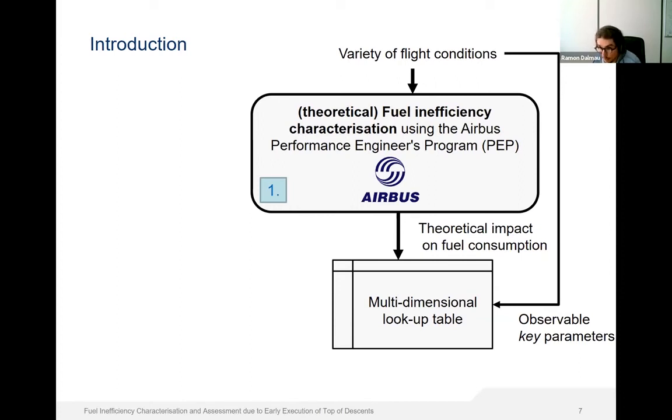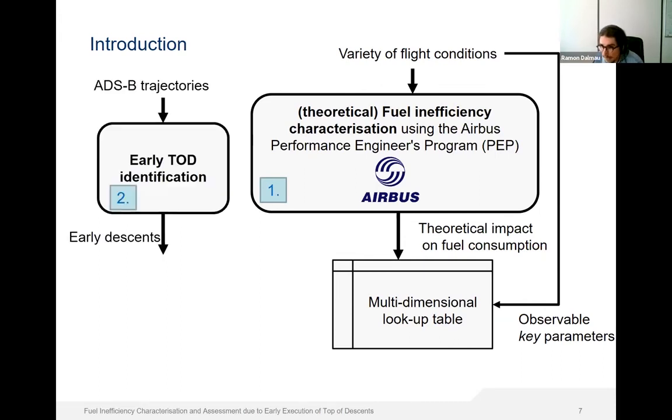Given a set of key parameters that could be observed from surveillance data, that is from the executed trajectory without requiring the plan, this lookup table estimates the difference between the unknown trajectory plan and the actual observed early descent. Then we came out with a very simple yet effective method to identify early descents from surveillance data, like ADSB, and answer the second question.